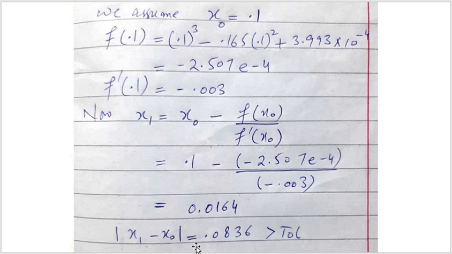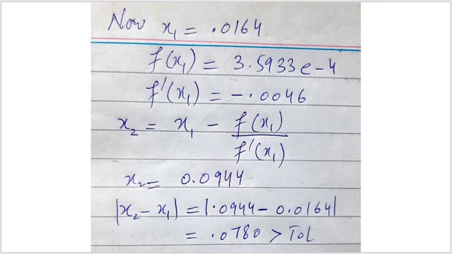Now students, you just compute the error, the absolute value of x1 minus x naught. The initial value was 0.1, and the next value x1 was 0.0164. So the answer is 0.0836, and this is greater than the value of tolerance. Since this is greater than tolerance, so you must find out the next value.